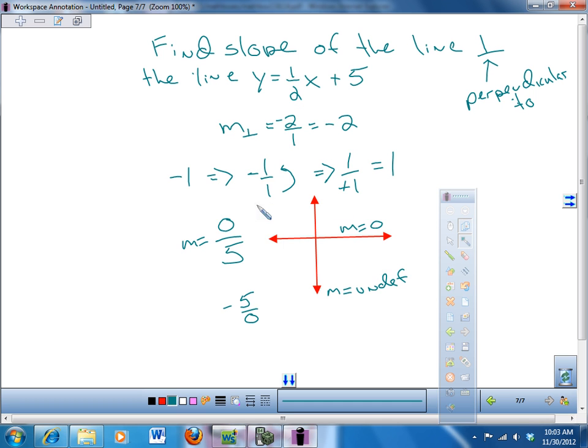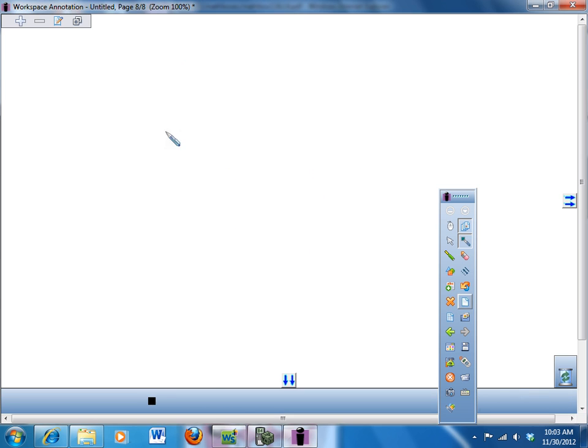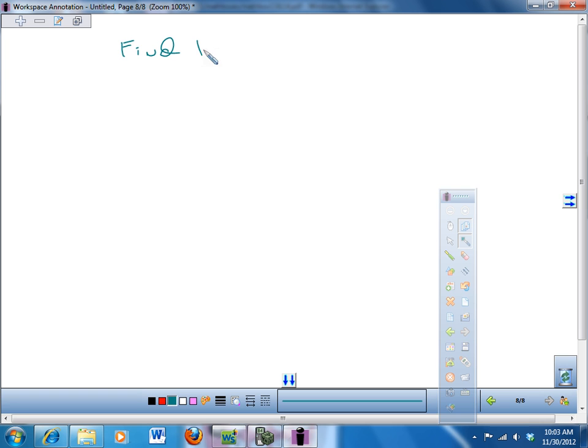So I can do one more example, and then I'll set you free. Okay. Find the equation of the line perpendicular to the point. So, last one. Find the equation. Make sure you get this in your notes, because this is kind of difficult when you have to find the equation.